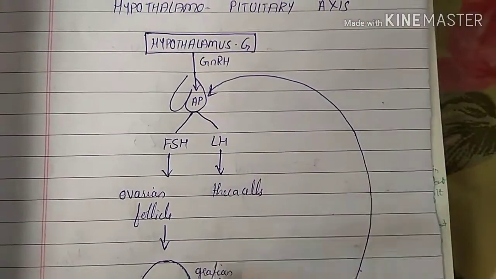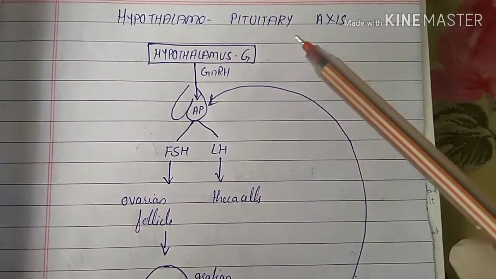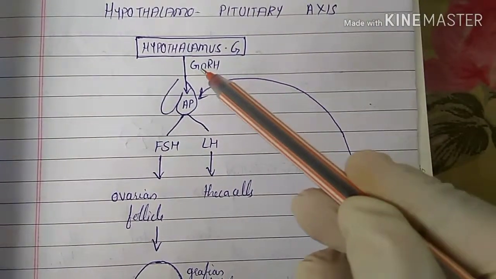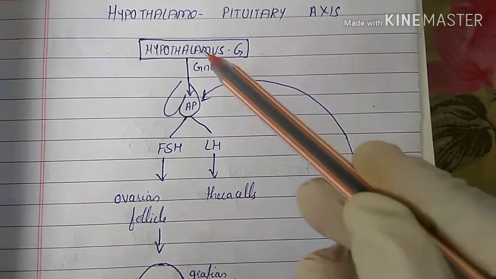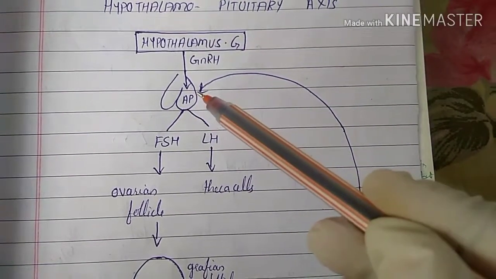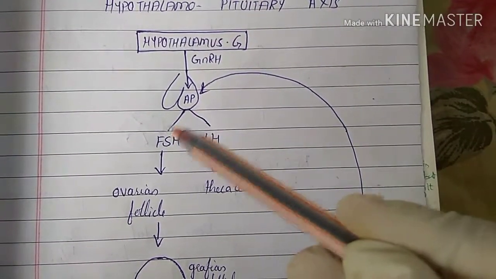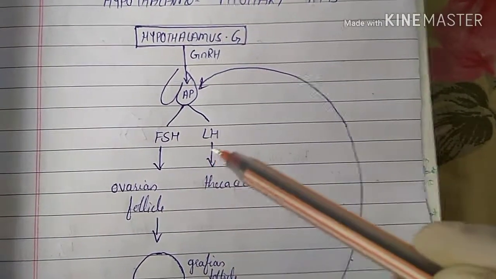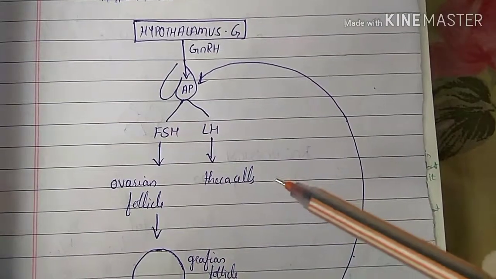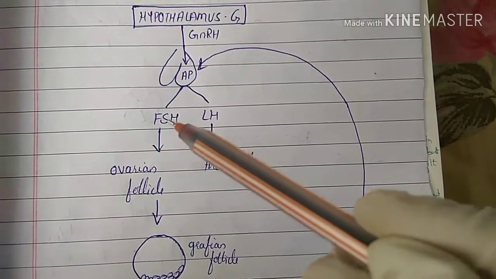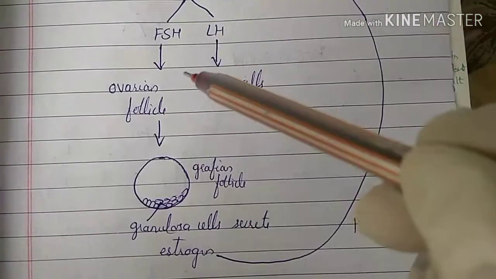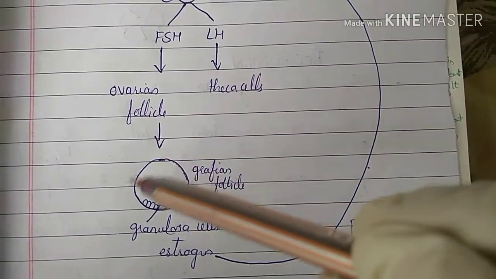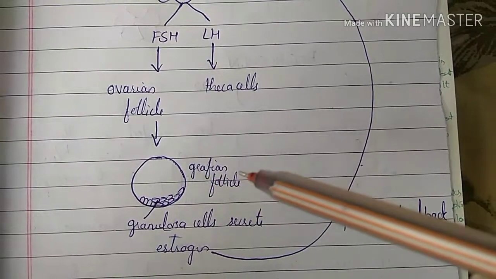With the help of this diagram, I'm going to explain how the hypothalamo-pituitary axis is maintained. From the hypothalamus, GnRH, gonadotrophin releasing hormone, is released, which will act on the anterior pituitary, which causes the release of FSH and LH. FSH will act on the ovarian follicle and LH will act on the theca cells. The ovarian follicle enlarges in size and finally forms the Graafian follicle.